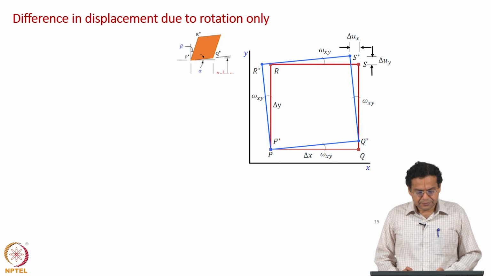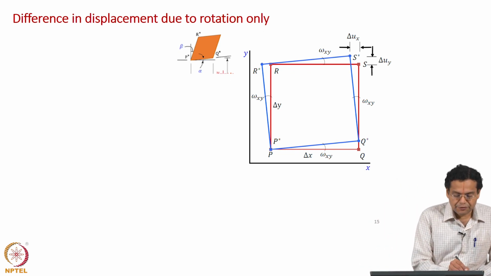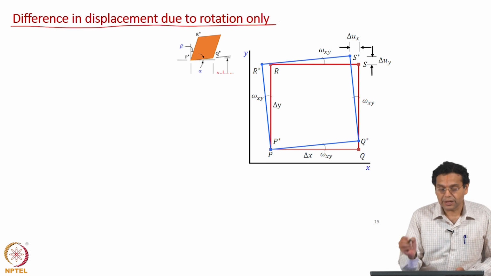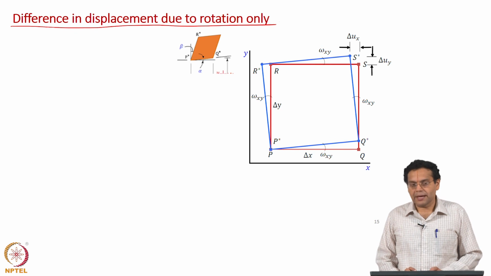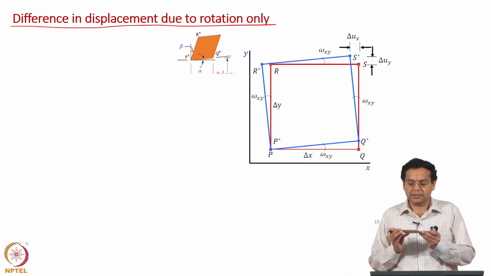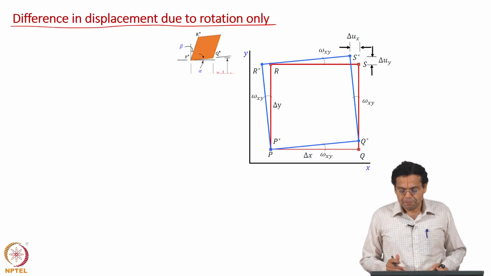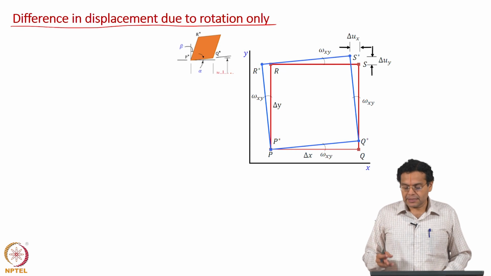Now, the last part, difference in displacement due to rotation only. What is shown here? The same plate, just rotation, which we call rigid body rotation; the entire body just rotates. PQRS is the initial state, and P star, Q star, R star, S star is the final state.